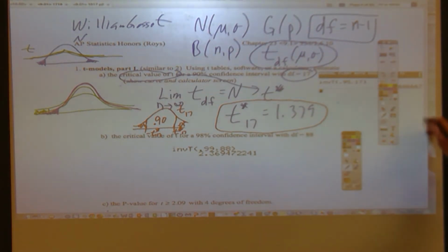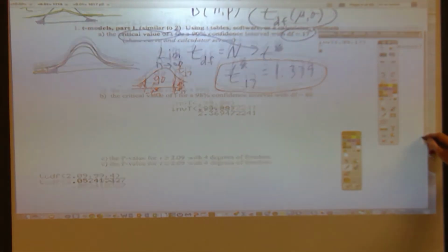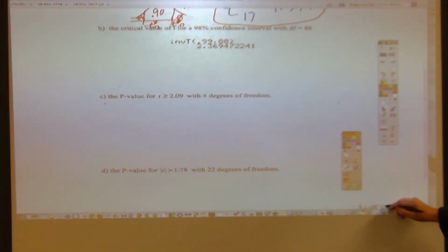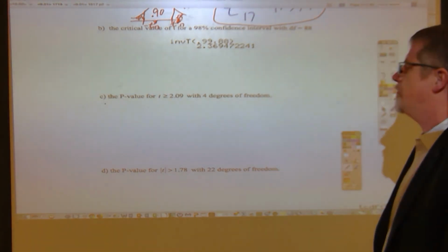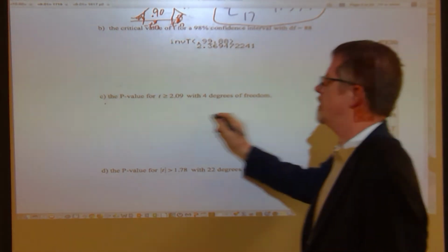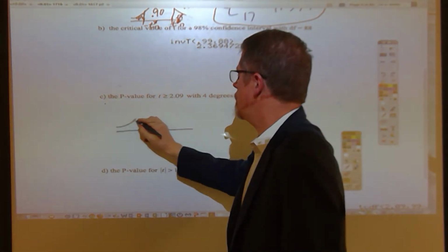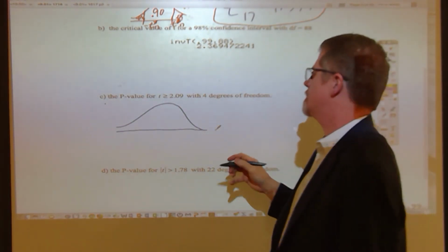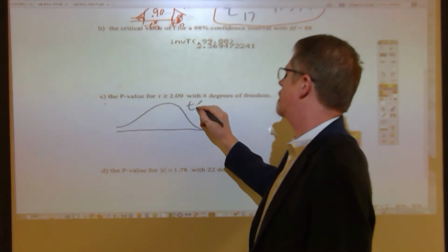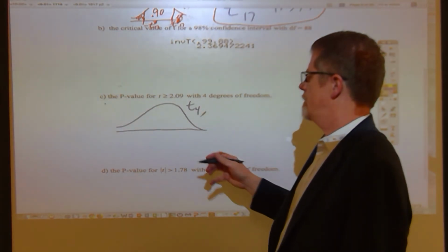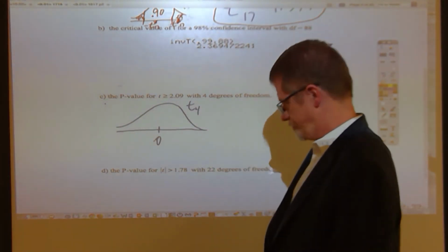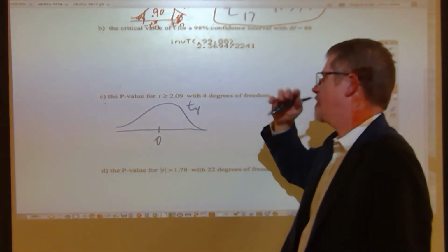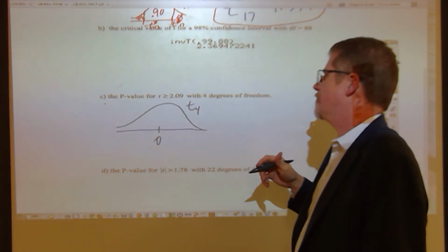All right, now part C says, oh, no further looking. Okay. Find the p-value for t greater than 2.09. Let's draw a picture for this. Let's draw a t distribution. Instead of a z distribution, it's a distribution of t-scores. This is t sub 4, and we're just going to put the mean at 0. It's a standard t distribution with a mean at 0 and 4 degrees of freedom.